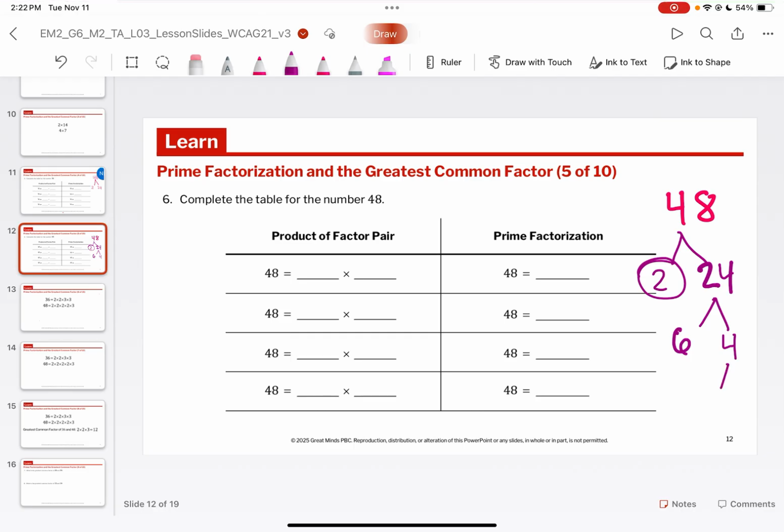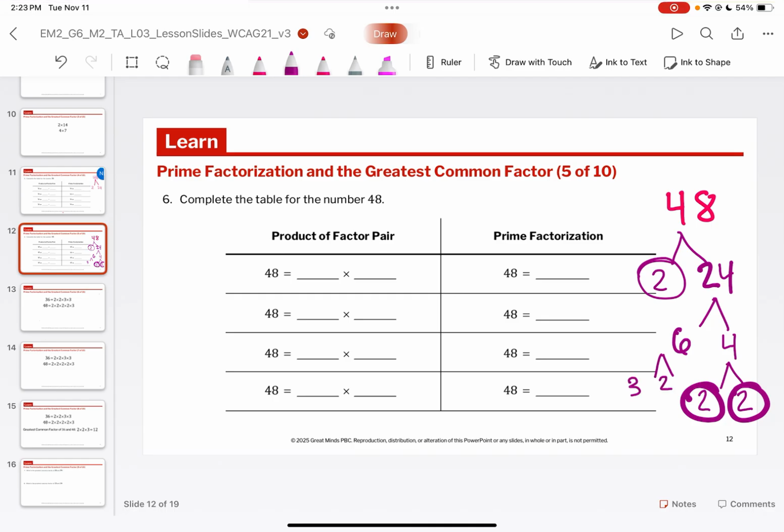What are 2 factors of 4? 2 and 2. Is 2 a prime number? Yes. Circle it. All right. What do we have left? What number is not circled? 6. So I'm not done. I have to do 6 as well. What are 2 factors of 6? 3 and 2.